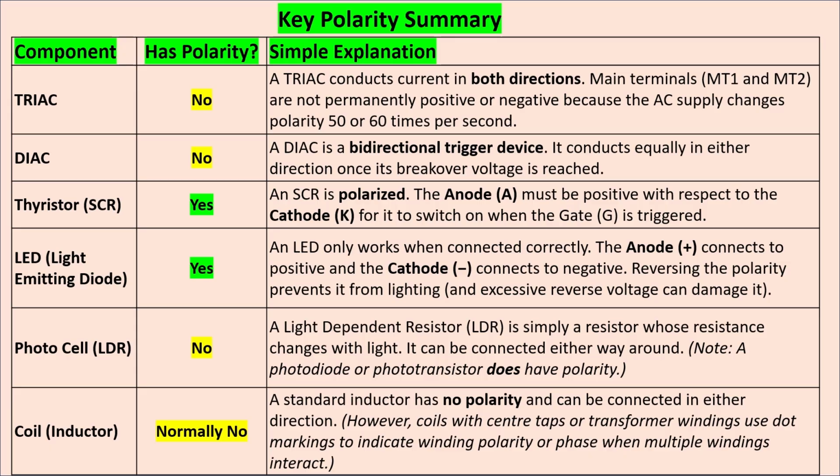A photocell LDR has no polarity. A light-dependent resistor, LDR, is simply a resistor whose resistance changes with light. It can be connected either way around. Note, a photodiode or phototransistor does have polarity. A coil inductor, normally no. A standard inductor has no polarity and can be connected in either direction. However, coils with center taps or transformer windings use dot markings to indicate winding polarity or phase when multiple windings interact.